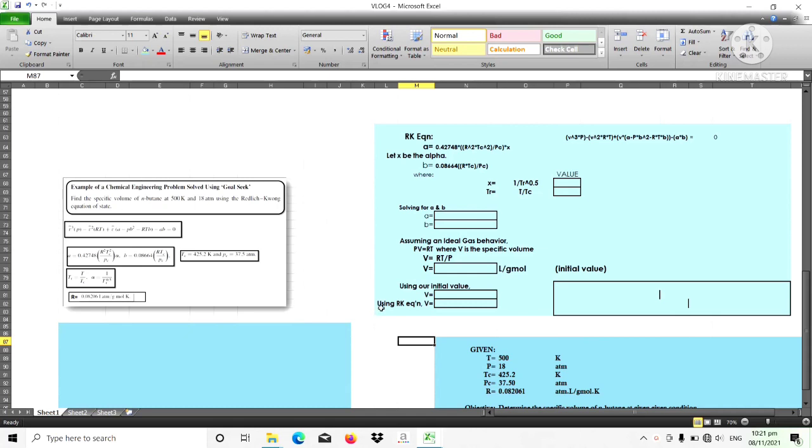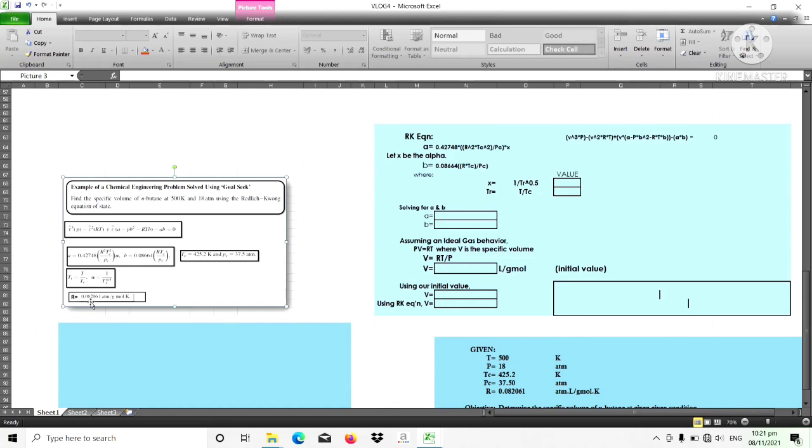So the next one is solving a goal seek problem. We have to find the specific volume of n-butane at 500 Kelvin and 18 atm using the Redlich-Kwong equation of state. So we have this Redlich-Kwong equation, and also the value of A, the reduced temperature, the critical temperature, and also the value for this one.